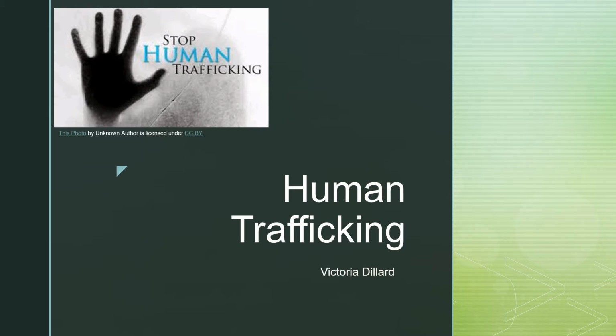Human trafficking can be categorized by labor trafficking, sex trafficking, debt bondage, child marriage, child soldier, and organ trafficking. For the purposes of this presentation, we will focus on labor trafficking and sex trafficking.